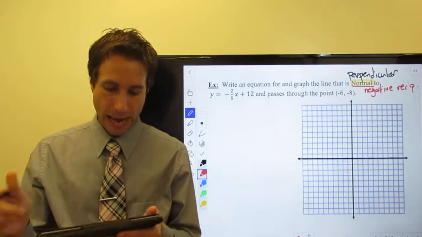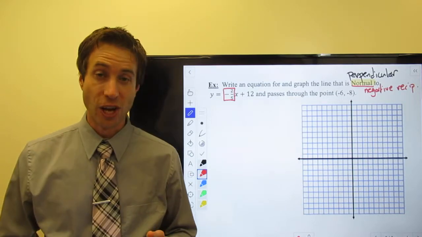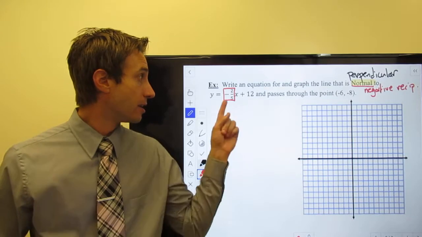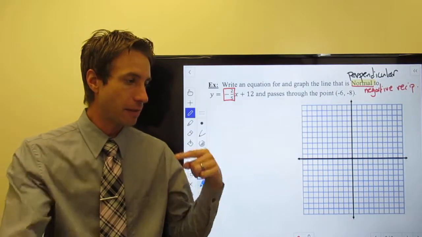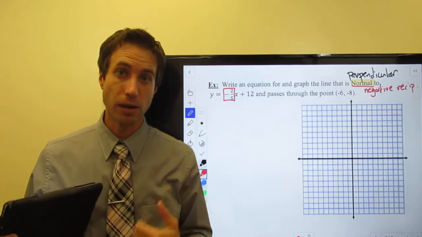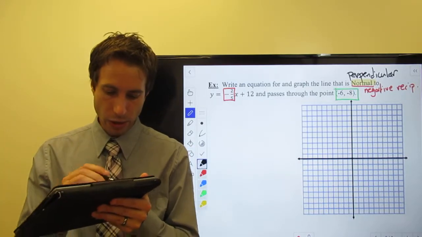Okay, well, how do I do that? Well, here's my slope, negative 2/5. I need the negative reciprocal of that. So negative times a negative would be positive. Flip it, 5/2. I need a slope of 5/2. And look at that, I got a point. So here we go.